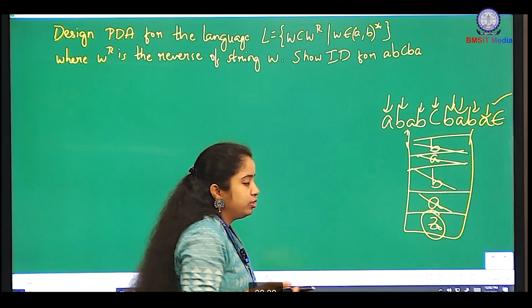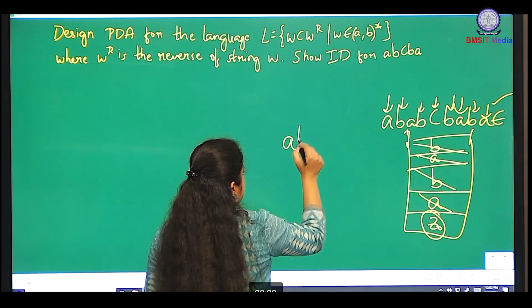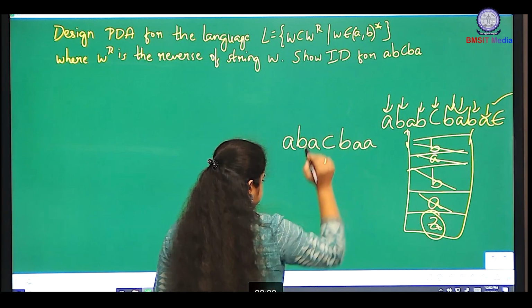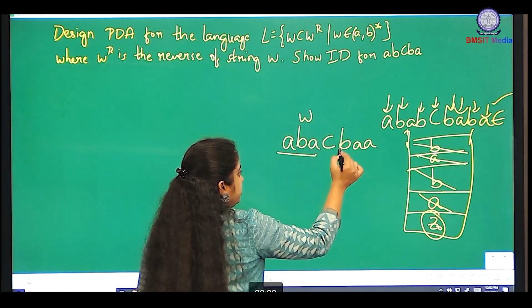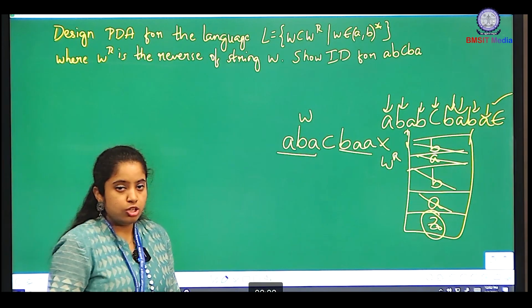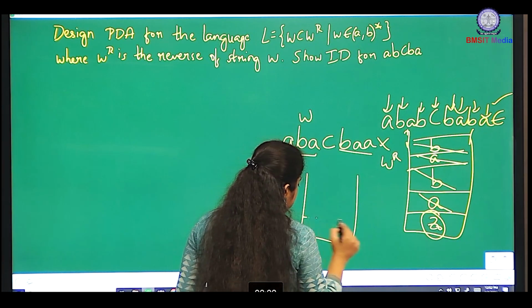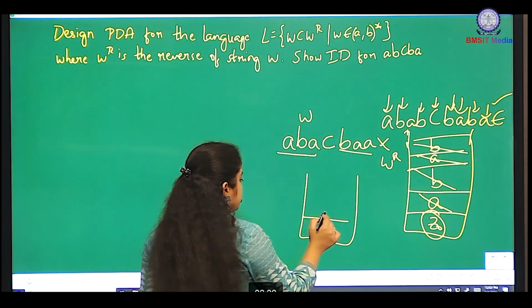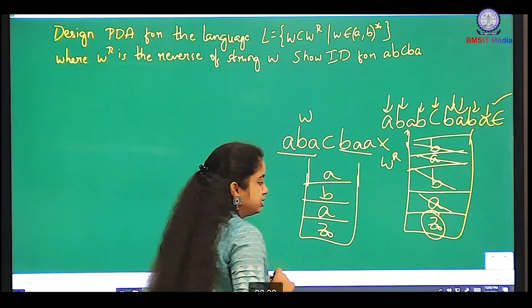So we will take an example which does not belong to the language. For example, I say ABACBA. This is a string W, but this is not the reverse of the string W. So this ideally should not be accepted. We will see what happens with the stack. Z0 will keep pushing everything onto the stack. So when it reads A, B, A, it will simply push it onto the stack.